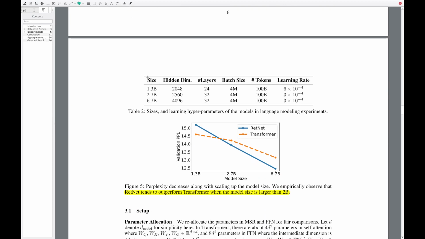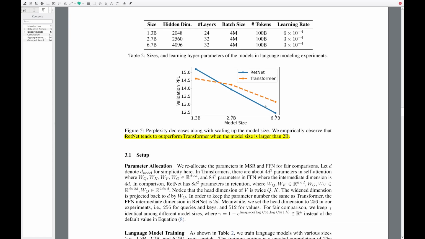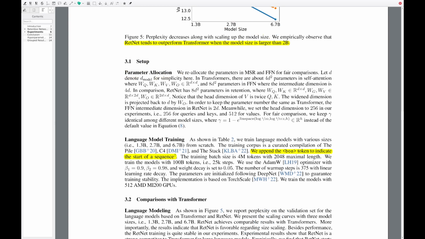So they trained 3 different models at different parameter counts. And they say that once their model crosses about 2 billion parameters, it's better than transformers with the same amount of parameters, but it has better perplexity. So they try to make some equivalent transformers with similar parameter counts to make this a fair comparison.